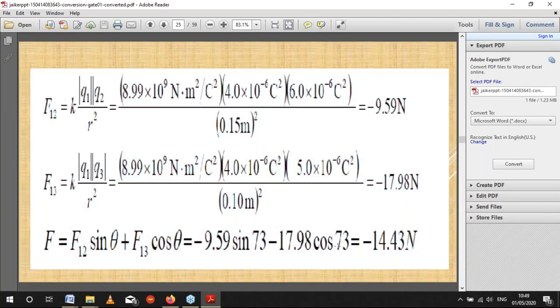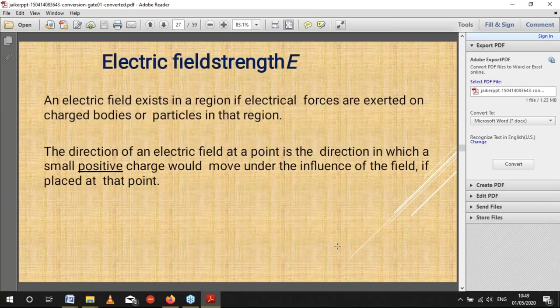So let's look at slide 27, the electric field strength. Now, an electric field exists in a region if electrical forces are exerted on charged bodies or particles in that region. The direction of the electric field at a point is the direction in which a small positive charge would move under the influence of the field if placed at that point.